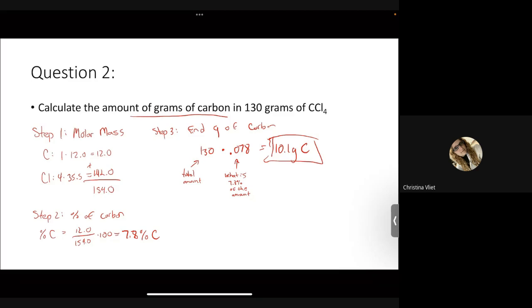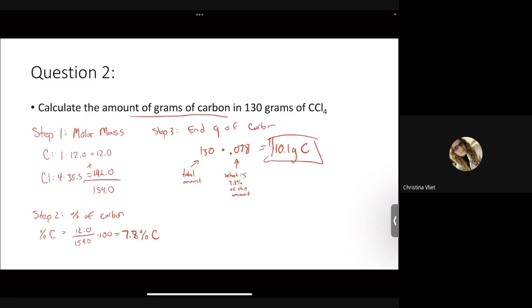Now, by using method 2, you might have actually saved some work, just to throw it out there. Using method 2, once you get the molar mass, you have enough information to make a relationship. So if you decided to use method 2, you wouldn't have to do this. Instead, you would just do 130 grams. So I'm just going to show method 2 just so you could see.